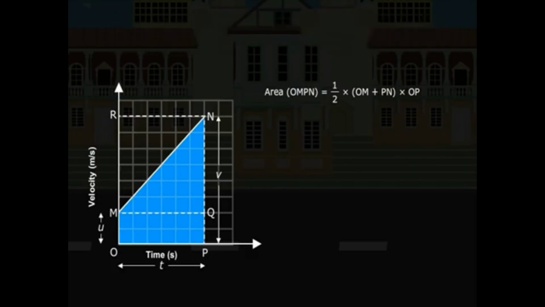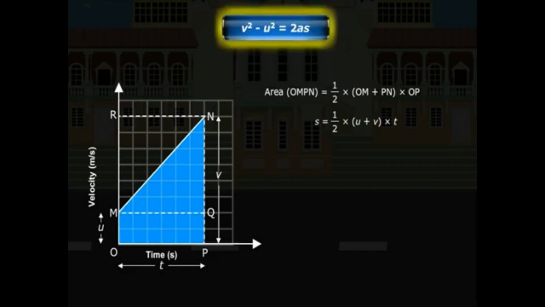Now, OM is u, I told you that. PN is v and OP is t. So let's go ahead and substitute. So the distance s is half into u plus v into t. But remember the equation that I told you about in the beginning? There was no t there. We need to eliminate this t. And how can we do that?